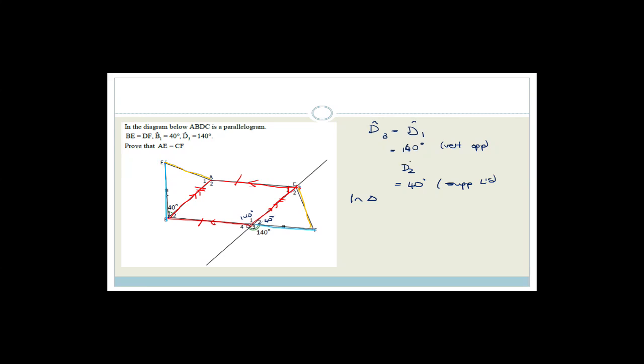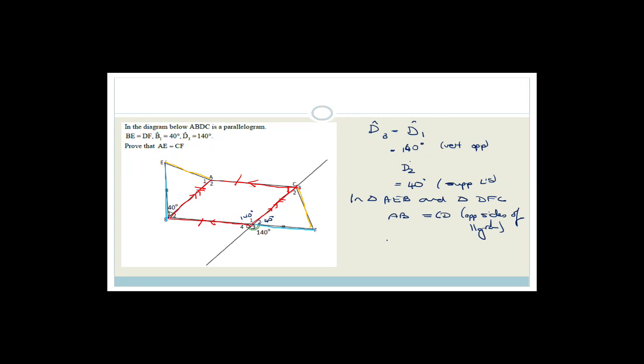So in triangle AEB and triangle, let's see, we're going to go from the beginning of the blue to the yellow and then to the red. So it's going to be DFC. Okay, DFC. Do you agree that we know that AB is equal to CD? Why? Opposite sides of parallelogram. Okay, so that's nice and easy.